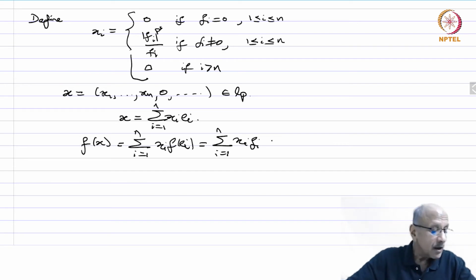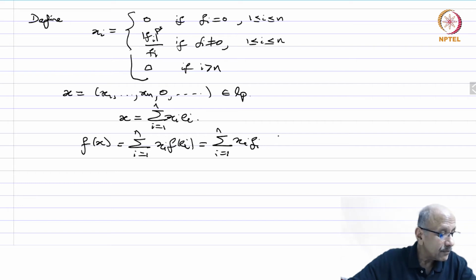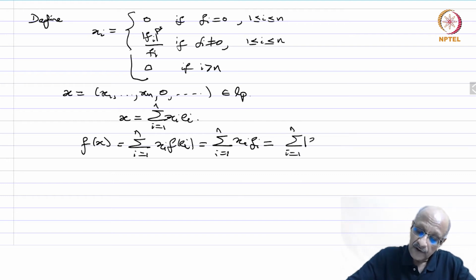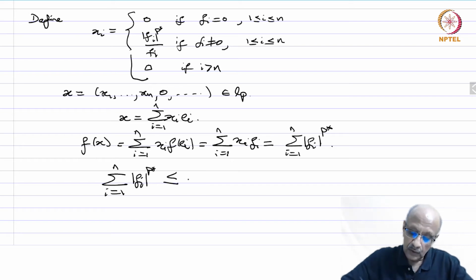But let me put, what is the definition of xi? So xi is either 0 if fi is 0, so we do not have to worry about it, and if you do this, this is nothing but sigma i equals 1 to n mod fi to the p star. Therefore sigma i equals 1 to n mod fi to the p star is less than or equal to norm f into norm x, and norm x in LP.